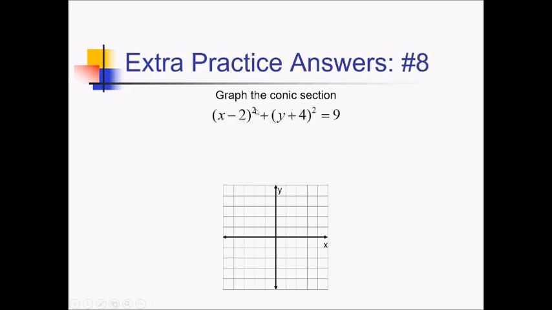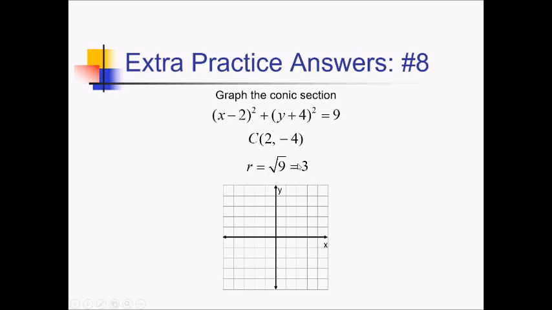On this problem, we have something squared plus something squared equals something that's not 1. I guess it could be 1, but it's not. This is definitely going to be a circle. So let's get our center. We have 2 comma negative 4. Radius is the square root of this number over here, so that's going to be 3.